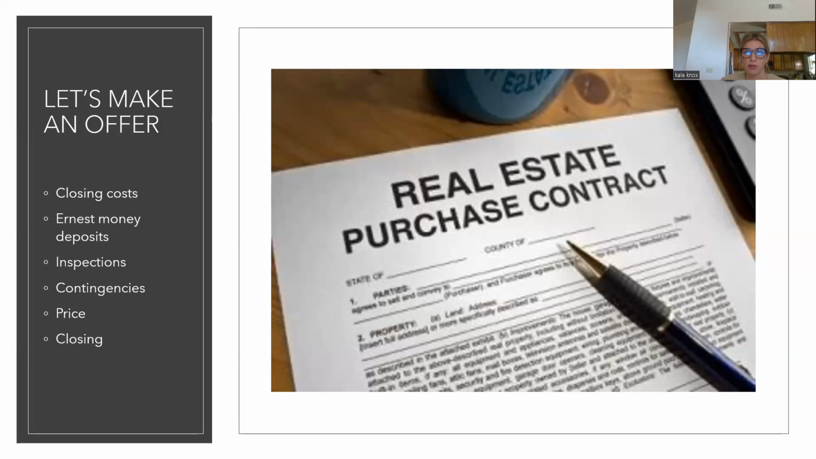Inspections are going to be on this contract, home inspections, appraisals, making sure that you guys are consistent with the price and everything's agreed upon. And then also the closing date. Is it going to be a 30-day escrow, a 45-day escrow? So making sure that everything is clear on this contract is crucial.